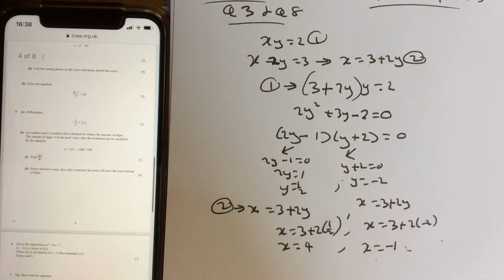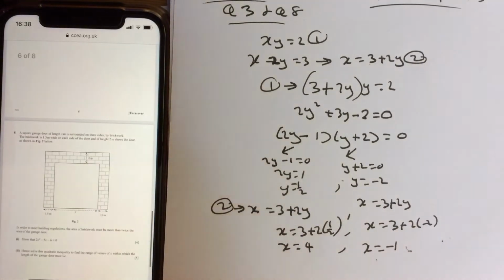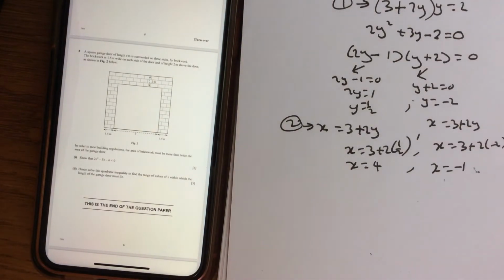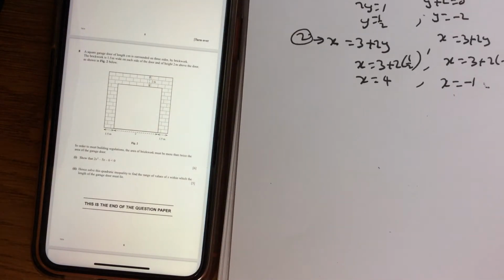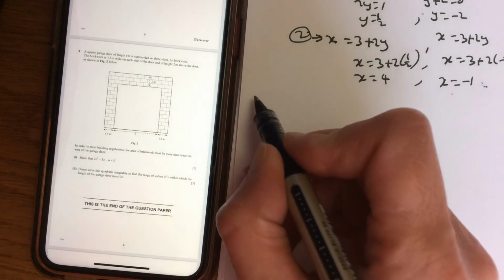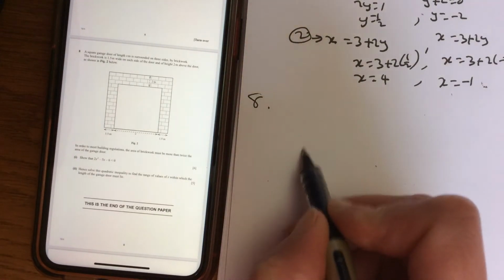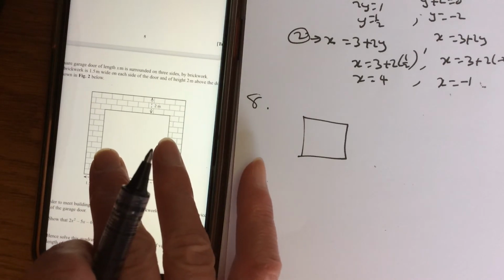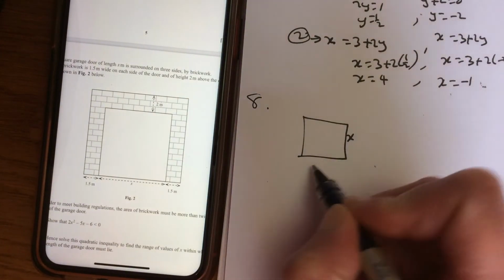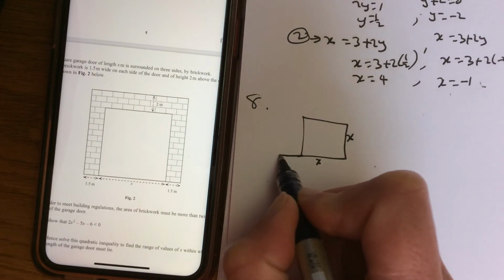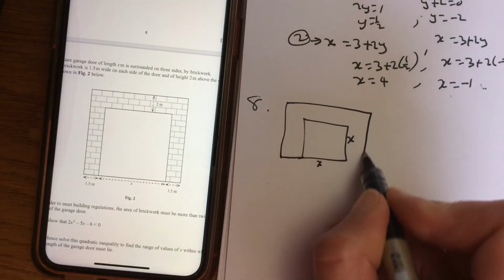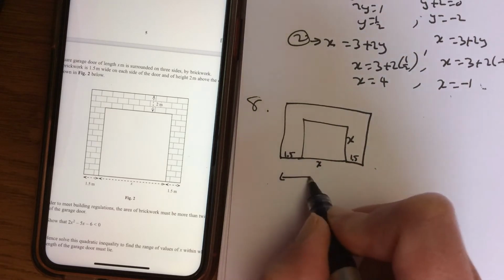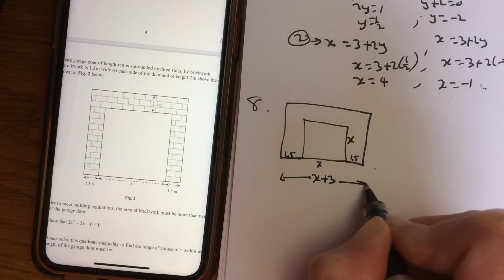And the next question in this paper is question 8. It says in question 8, a square garage door is surrounded by bricks. So first thing, he's going to draw out this wee picture here. It's a square garage door and it's side x. So this is x and this is x. It's surrounded by bricks. And this is 1.5 and 1.5, which means this whole length is x plus 3.